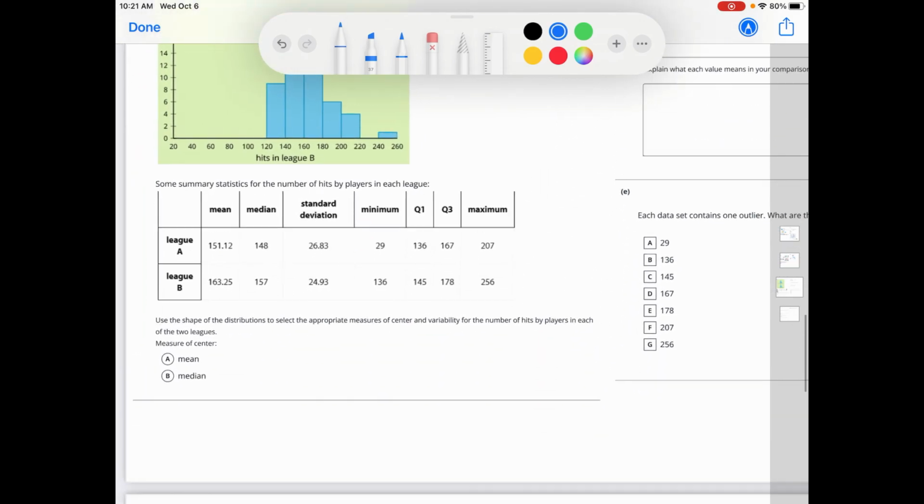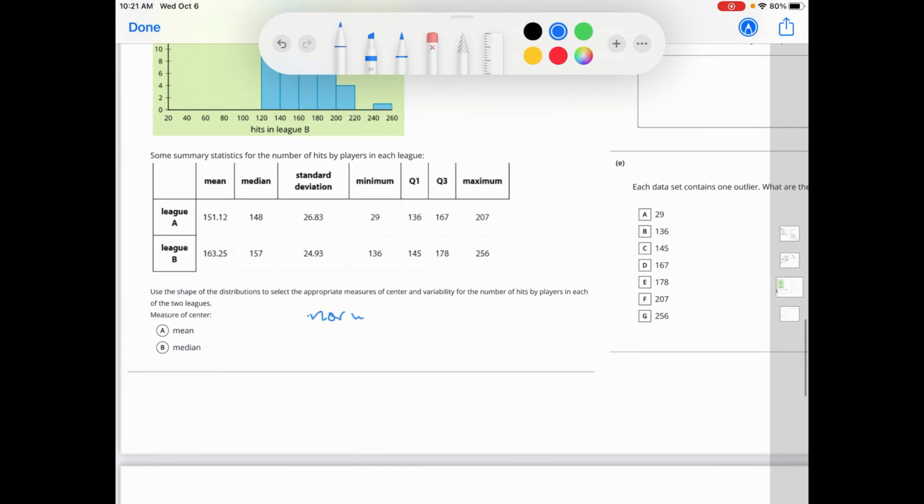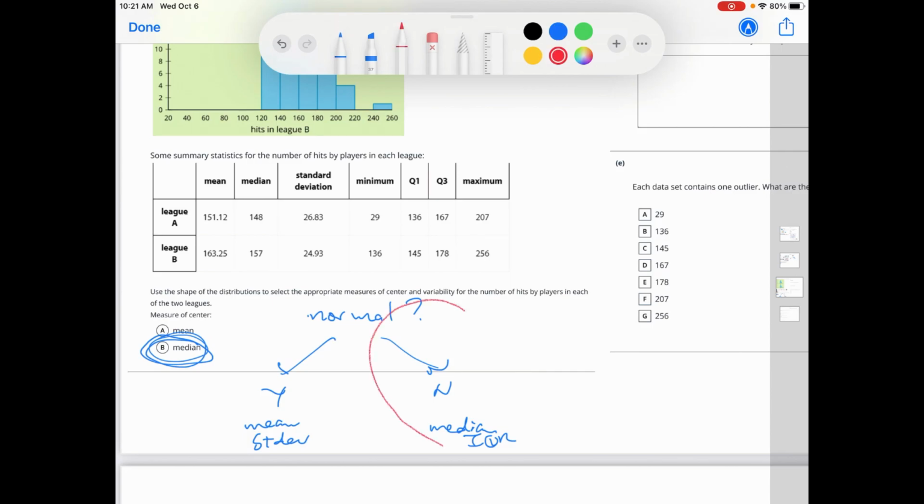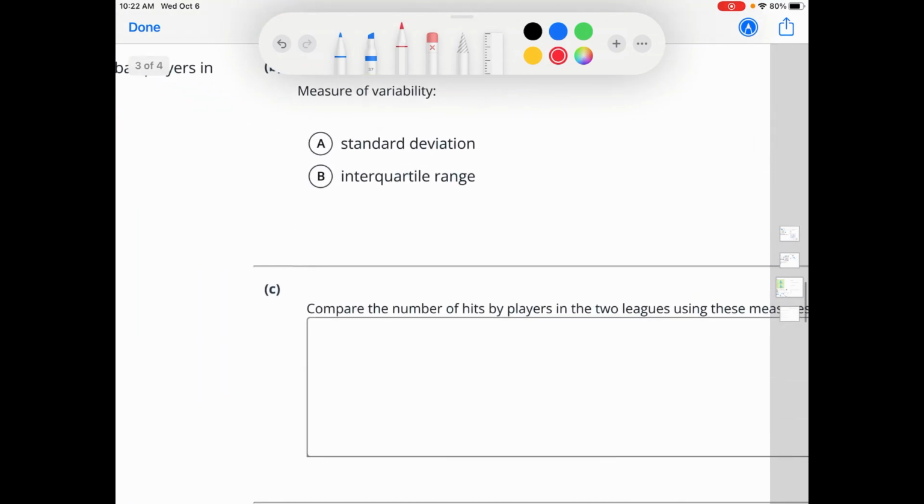Question: does it look normal? And we said that if it was no, then you would use the median. So B is your correct answer for that one. Now, that would be the mean. And if you use the mean, you would use the standard deviation. But because we're over here, we're going to be using the IQR, or 5-number statistics. So this is the direction we're going. So that would be B.